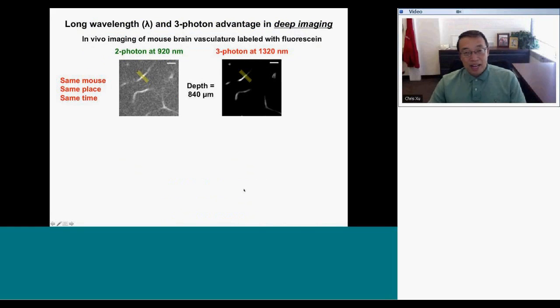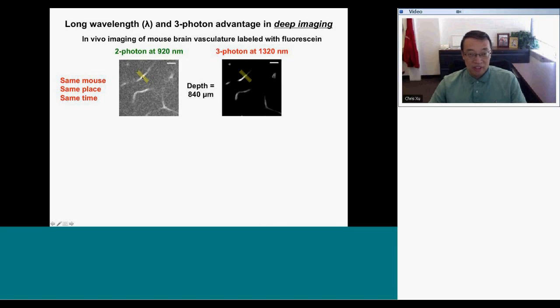So I'll give you a couple of slides showing the long wavelength and 3 photon advantage. This one shows vasculature imaging: 2 photon excitation at 920 nanometer with fluorescein dextran, and 3 photon excitation at 1320 nanometer of the same fluorescein dextran. This is the same mouse, imaged at the same place at the same time, about 840 microns in from the surface of the brain. You can see the difference in image contrast. In the 3 photon excitation, blood vessels are very bright, and outside the blood vessel is very dark.